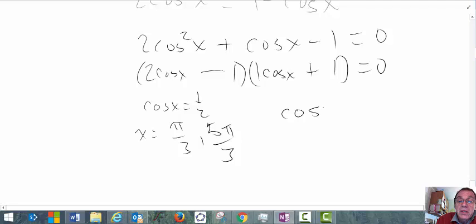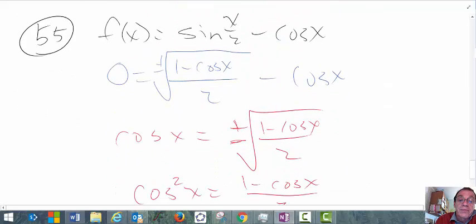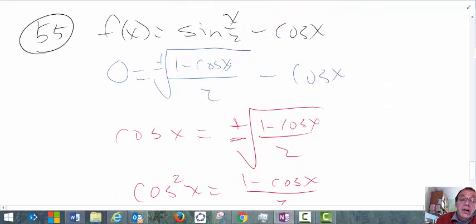This one's going to get me cosine x equals -1. And so where would the x value be equal to -1? Well, that would be pi. But here's the problem. That's actually not a solution of the original problem. If I put pi in here, I run into a problem real quick.